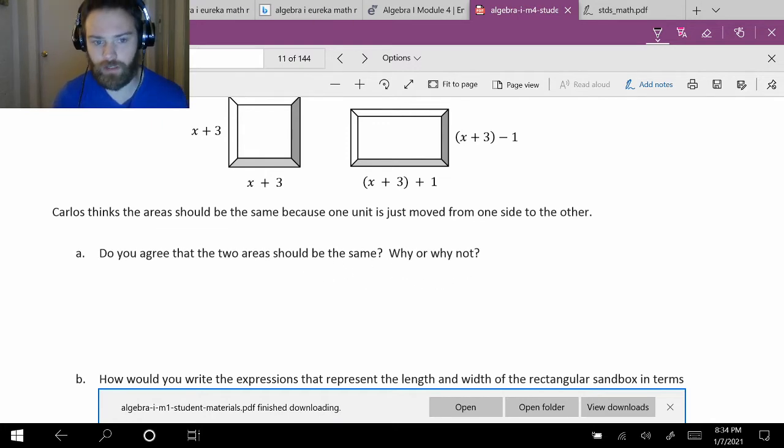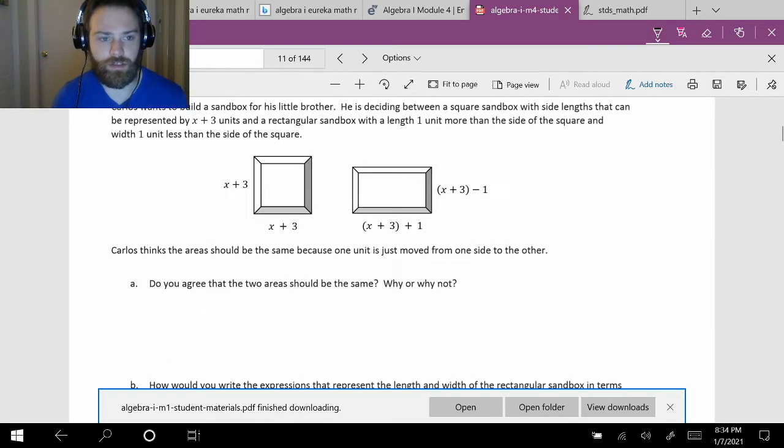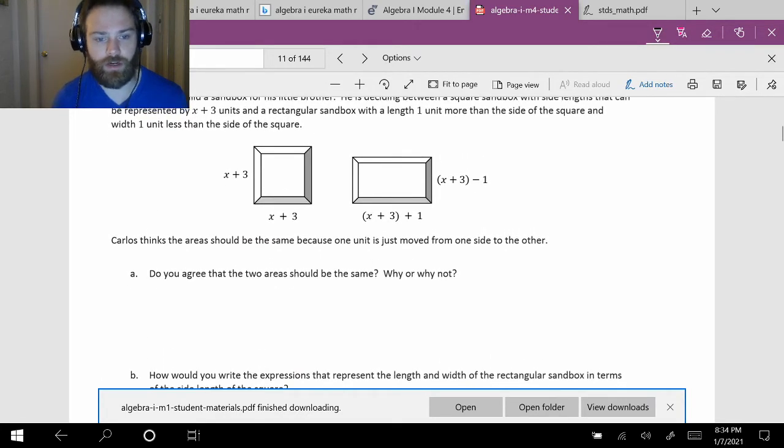Why or why not? So what I suggest you do is pause the video, try and find it out, but I'm going to go over it here in just a second. Okay. So assuming you've had a go at it, I'm going to try this out.